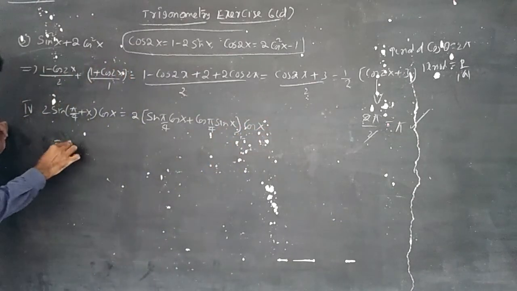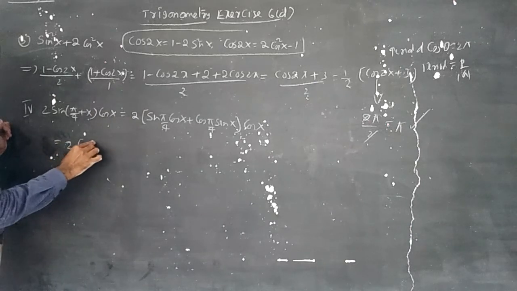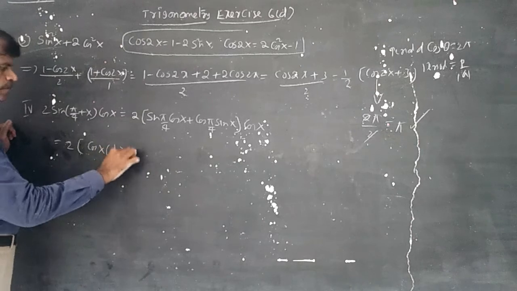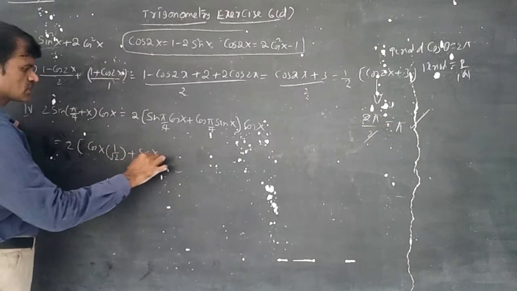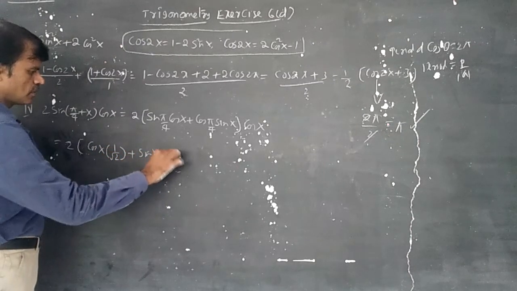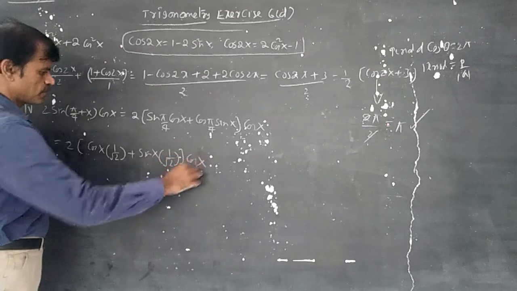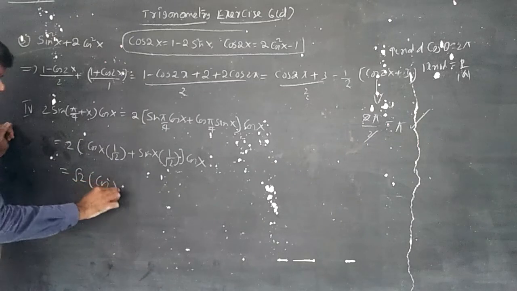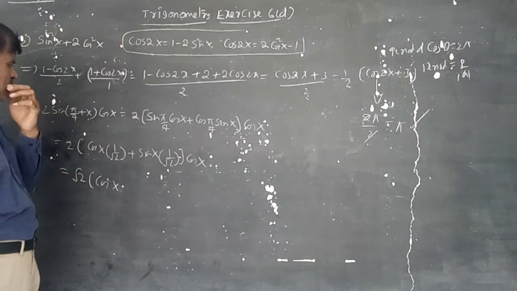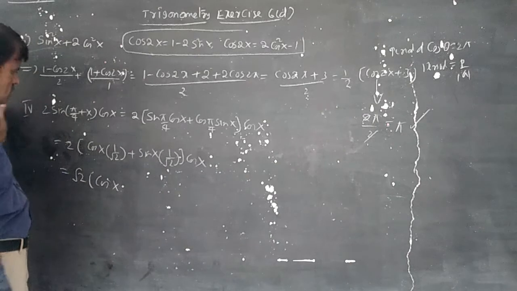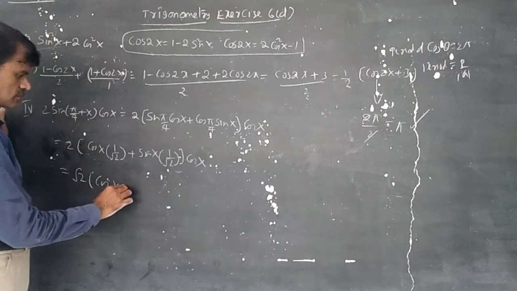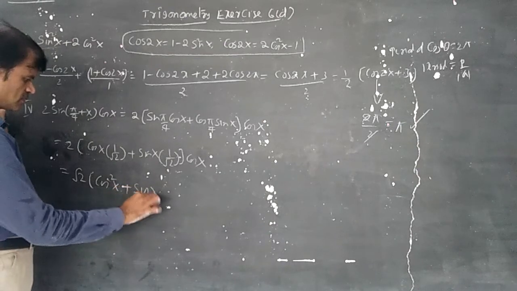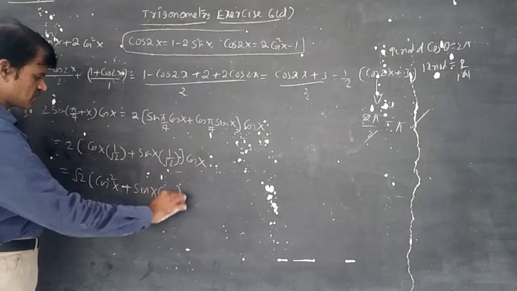That is equal to 2 into cos x into sin 45 value 1 by root 2 plus sin x into cos 45 value 1 by root 2, into cos x. Here root 2 will get cancelled. Root 2 into cos x into cos x, cos square x plus sin x cos x. Cos square x plus sin x cos x.